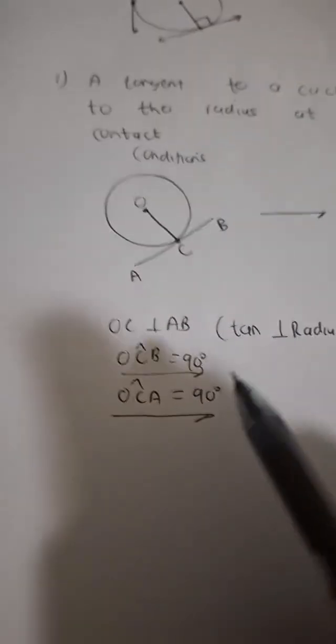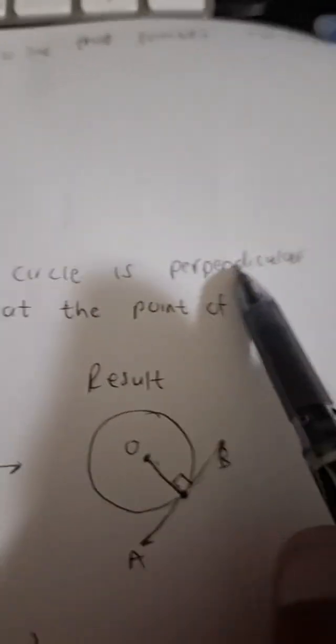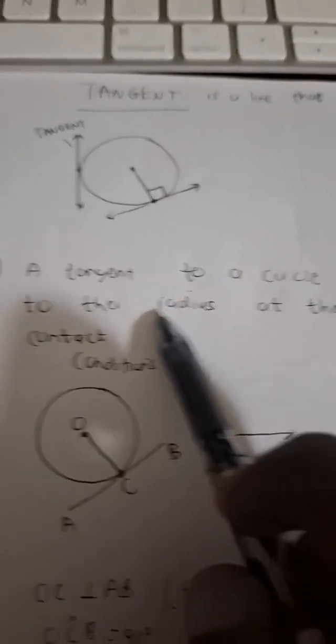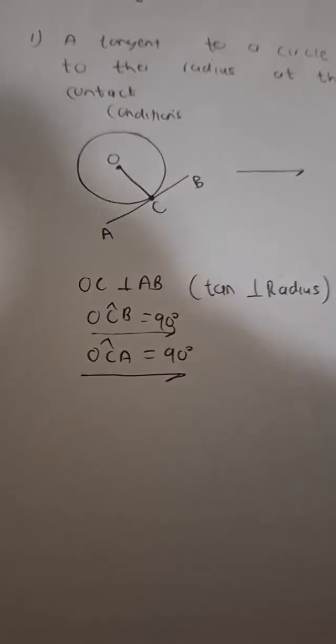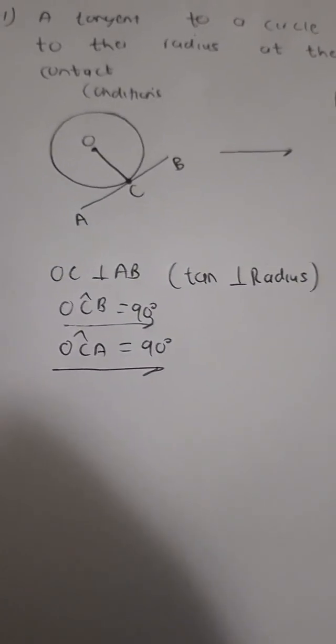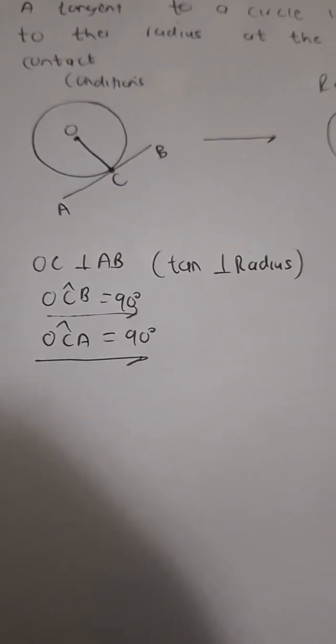So let's continue. So that is the theorem. A tangent to a circle is perpendicular to the radius at the point of contact. This is very key. We talk of perpendicularity of the radius and the tangent at the point of contact.